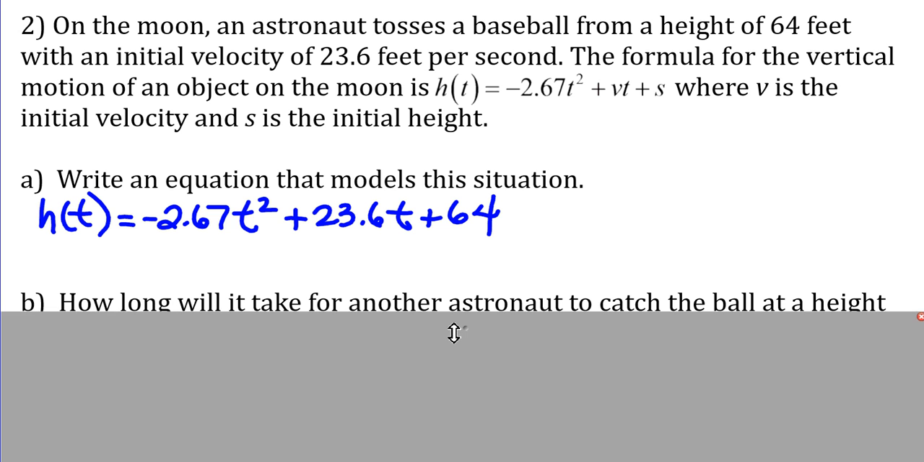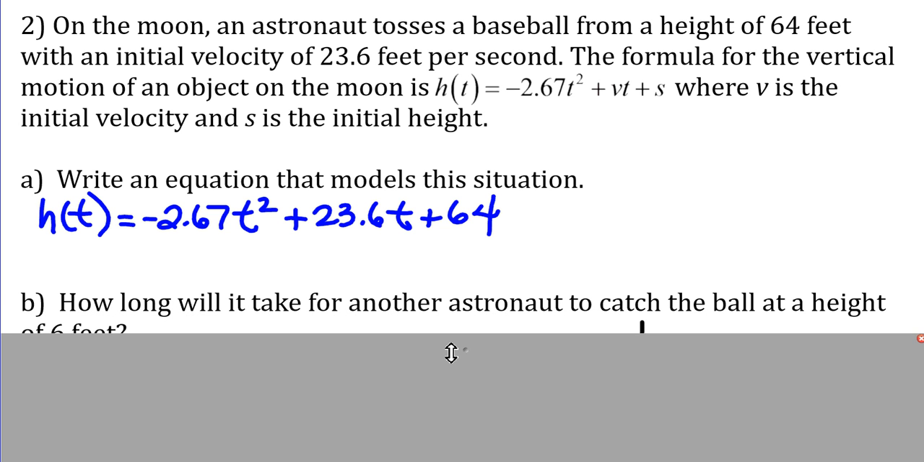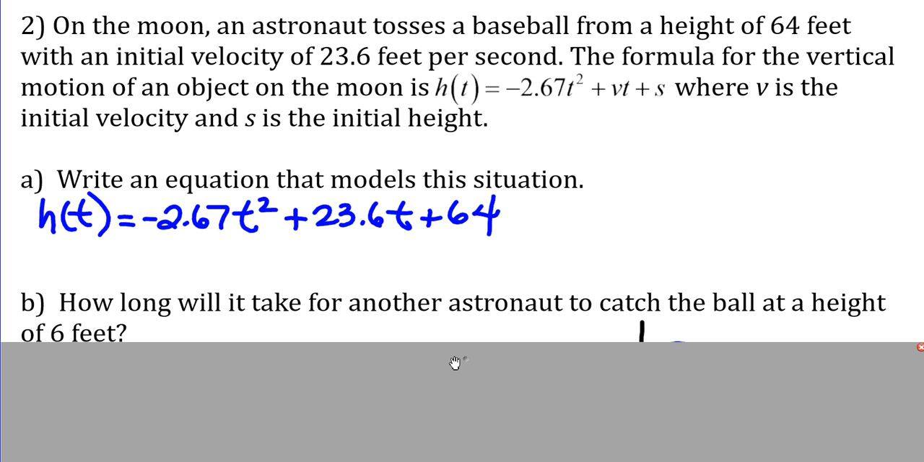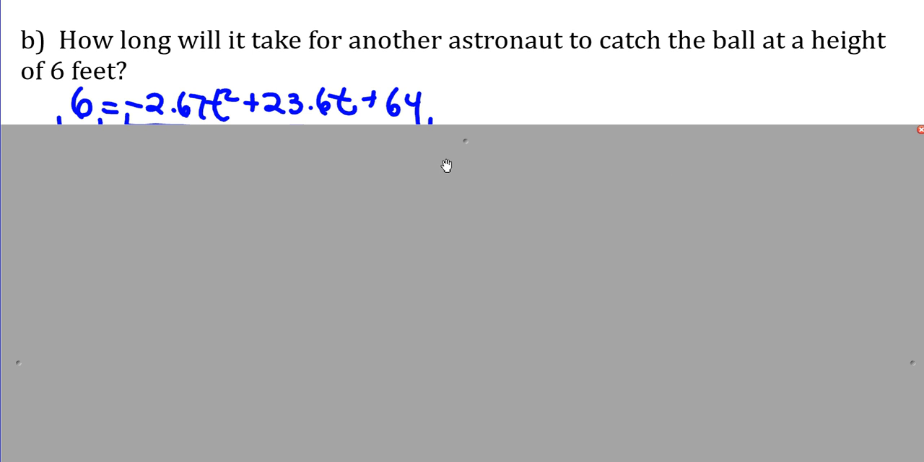Our next question is, how long will it take for another astronaut to catch the ball at a height of 6 feet? So if we think about height of 6 feet, what part of our function is that? Is that an input or an output? The height is an output, right? h of t. So I have an output of 6 feet. So if I substitute that into my function, what could I do? Well, I have to find its corresponding input.